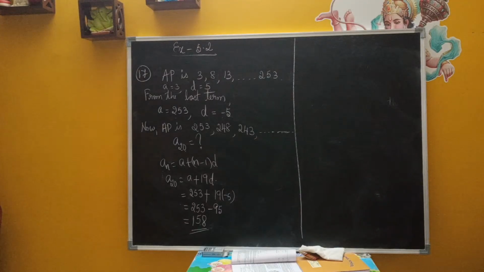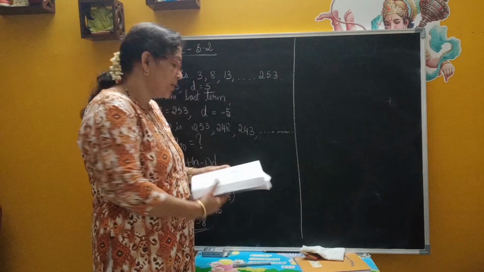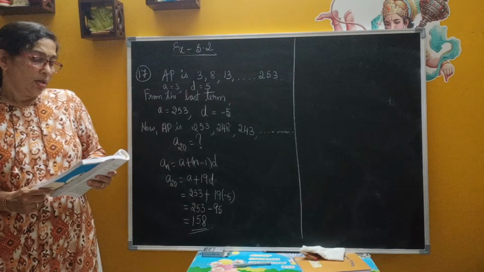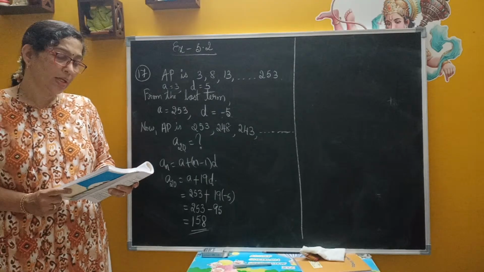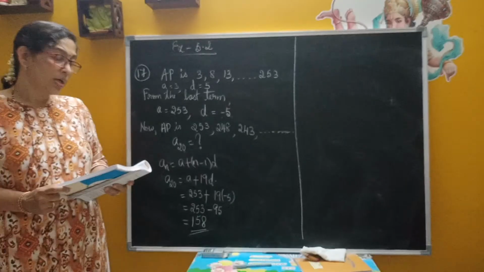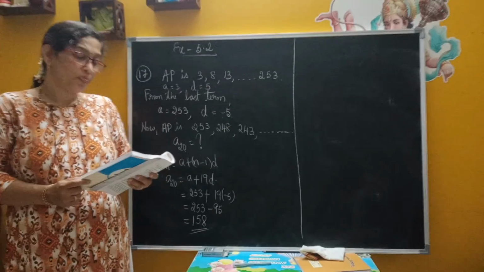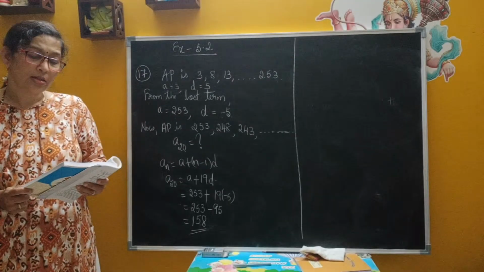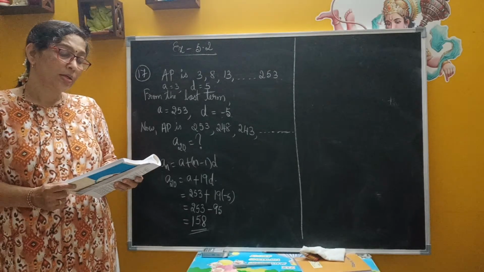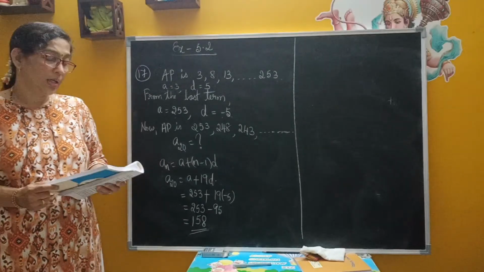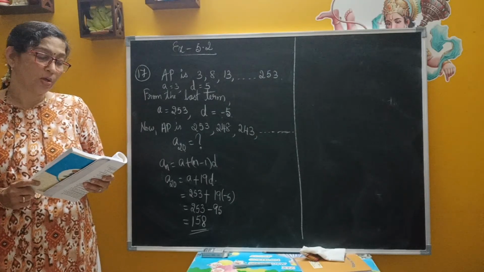Now let us go with the next one, the 18th one. The sum of the 4th and 8th term of an AP is 24. That is A4 plus A8 is equal to 24. And the sum of the 6th and 10th term is 44. That is A6 plus A10 is equal to 44. Find the first three terms of the AP.